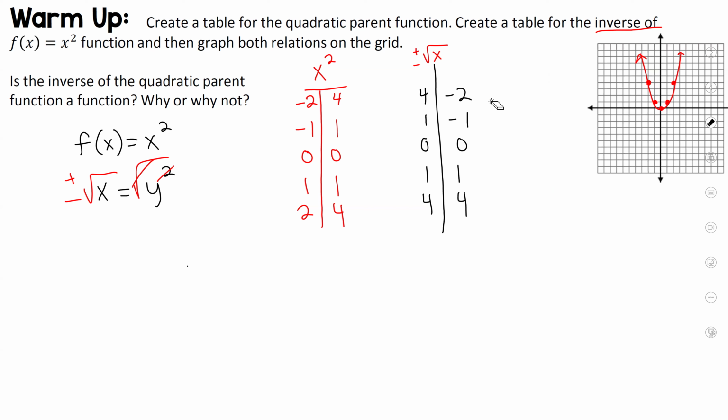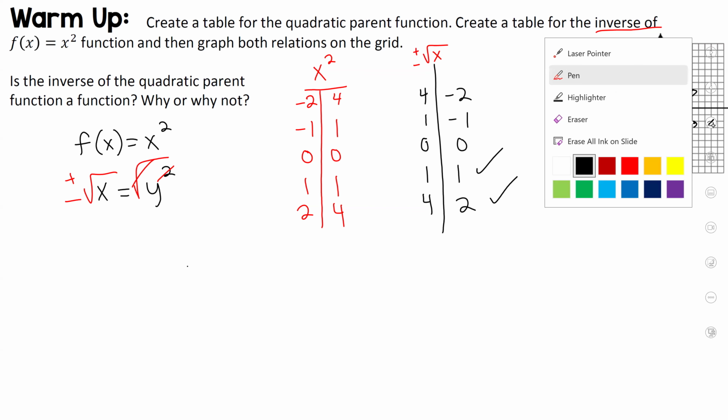Okay, so guys, let's go ahead and graph our points. 4, -2 is right here. 1, -1. Okay, next point, 1, -1 is there. 0, 0, 1, 1, and 4, 2. So this is the inverse.